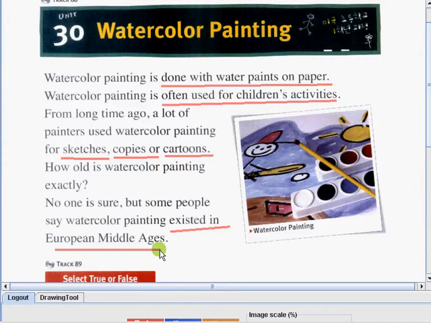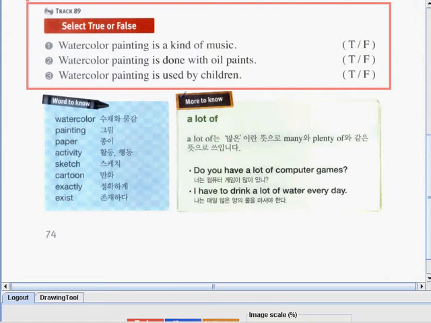Well, students, please don't forget the important information of this passage. Now, let's have a short exercise. Here you're going to select T if you think the statement is true about the passage, and F if you think the statement is wrong about the passage, okay?